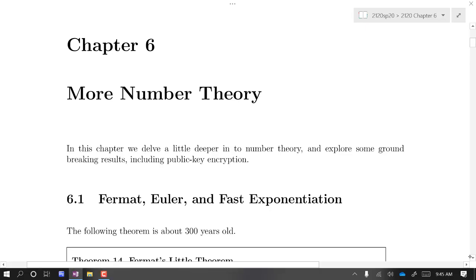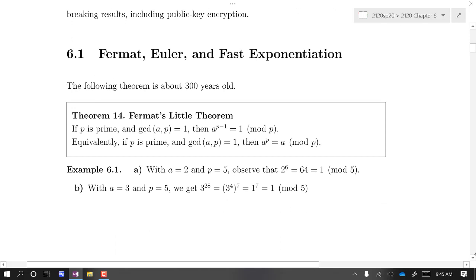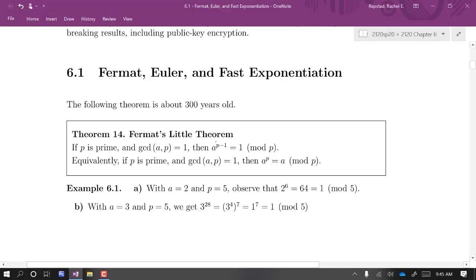So we begin with a simple but important theorem we call Fermat's little theorem, and it simply says that if P is a prime and the greatest common divisor of A and P is equal to 1, then A raised to the P minus 1 power is equal to 1 mod P.